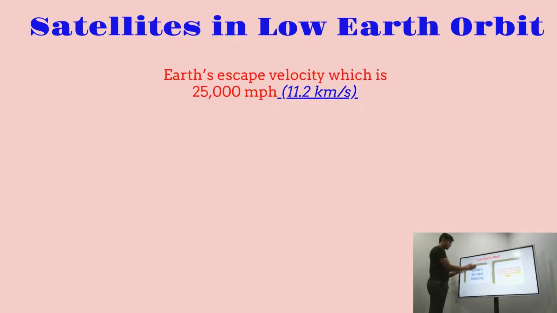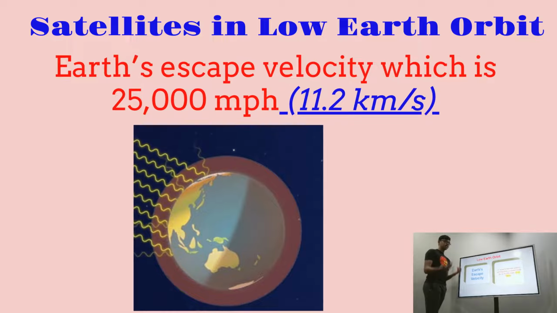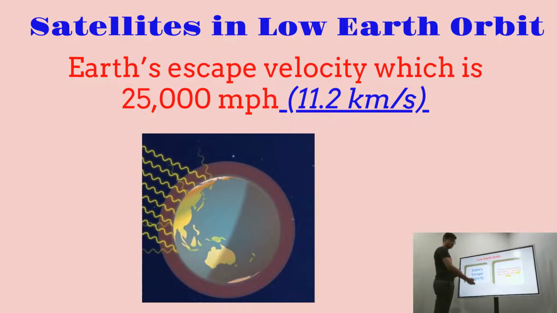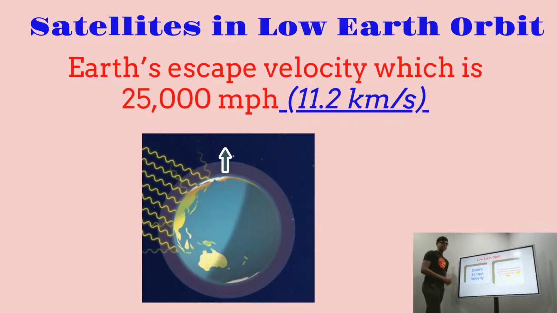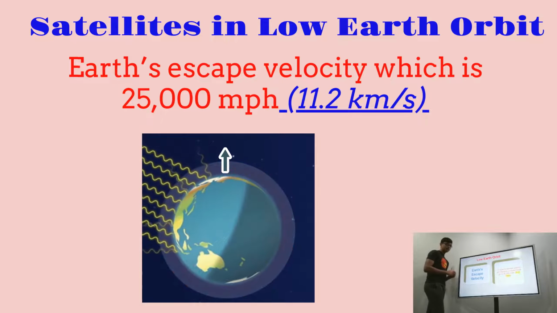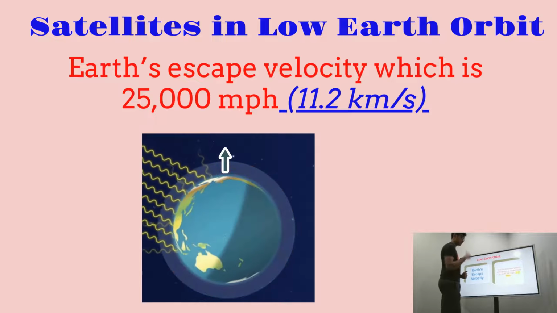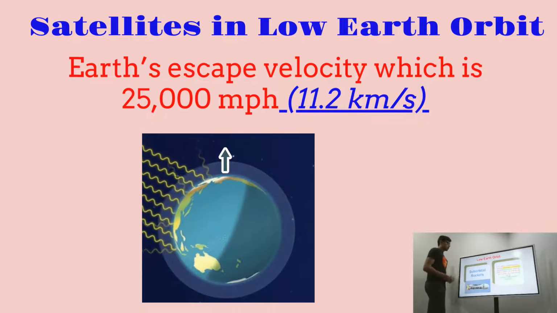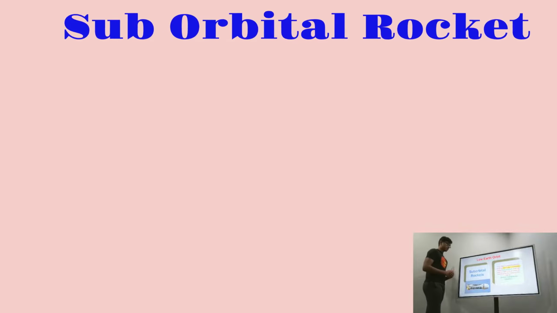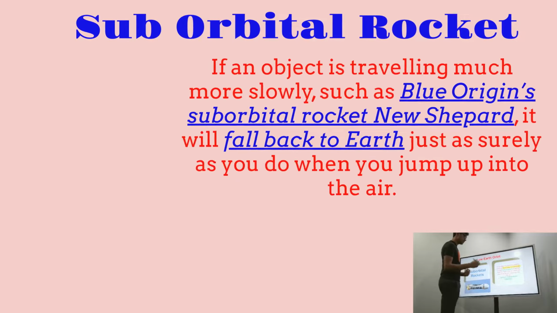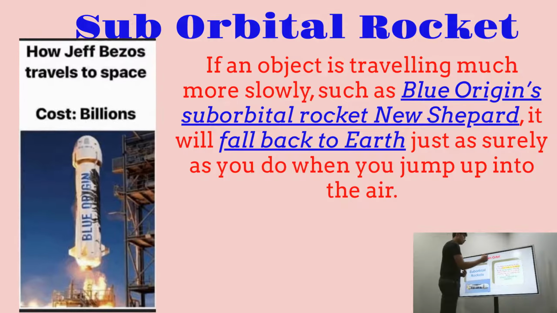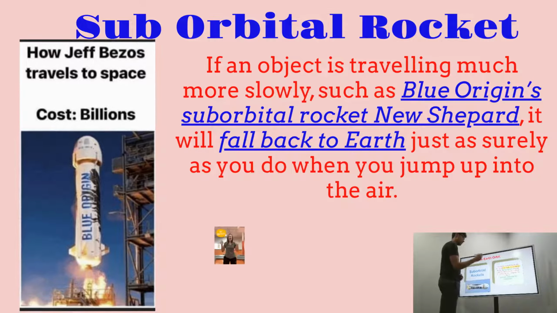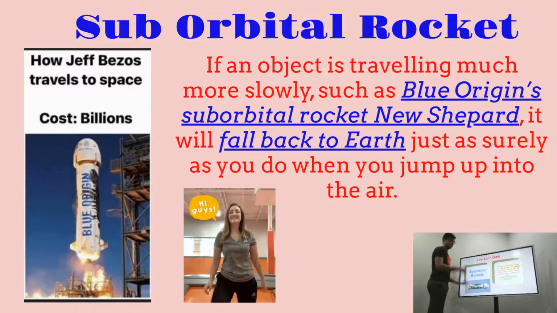Basically, what Earth's escape velocity means is how much speed you need to leave Earth's atmosphere, and in order to escape the Earth's atmosphere, a rocket must go at 25,000 miles per hour or 11.2 kilometers per second. So in order to leave the Earth's atmosphere, this is the amount of speed needed, which is 11.2 kilometers per second. Now we're going to be talking about suborbital rockets. If an object is traveling slowly, such as the Blue Origin suborbital rocket, New Shepard, it will fall back to Earth just as surely as you do when you jump into the air and come back down.